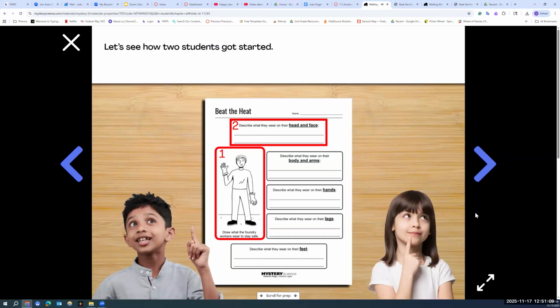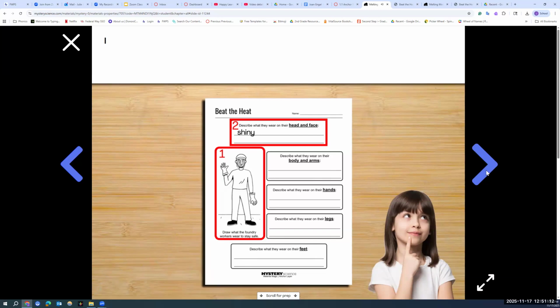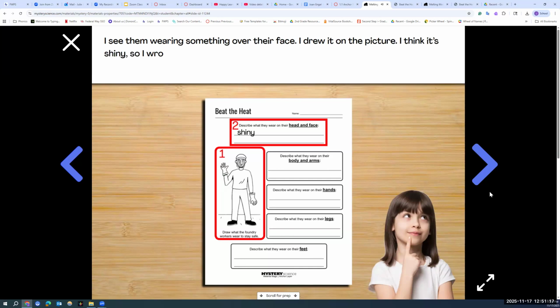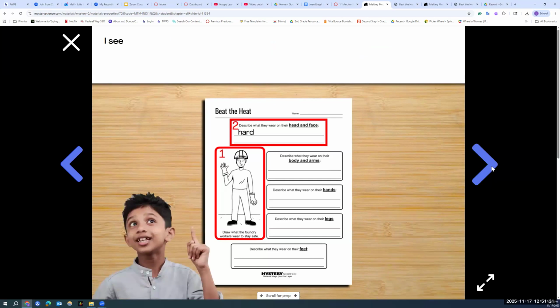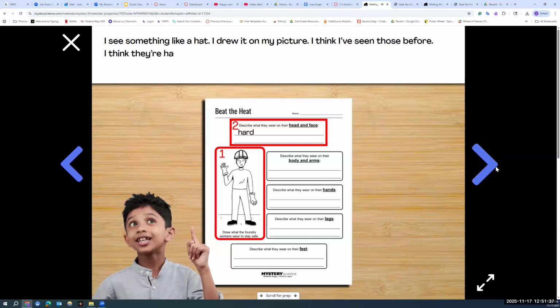Let's see how 2 students got started. I see them wearing something over their face. I drew it on the picture. I think it's shiny, so I wrote that down, shiny. I'll add more later, so I left a lot of space. I see something like a hat. I drew it on my picture, and I think I've seen those before. I think they're hard, so I wrote that down. I have space to write more later.